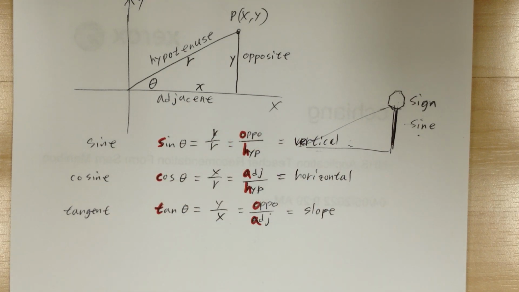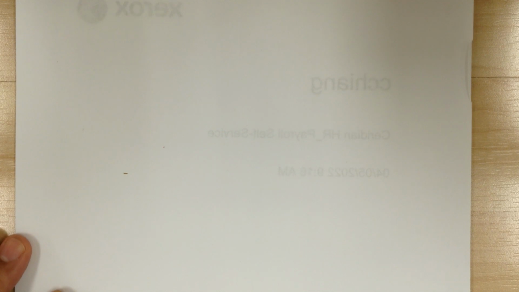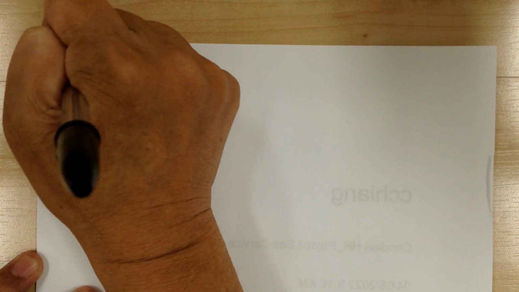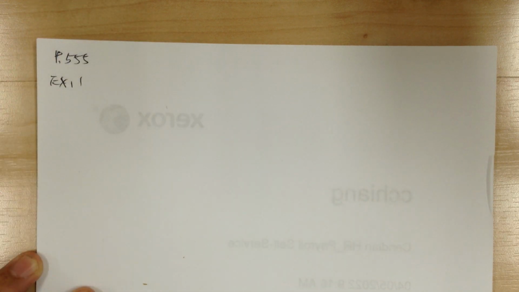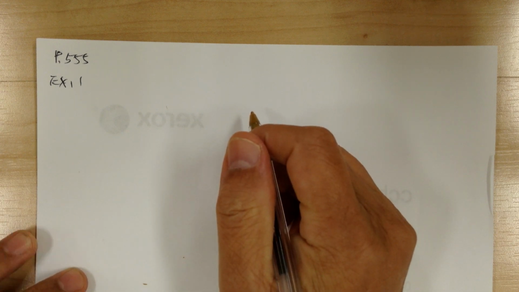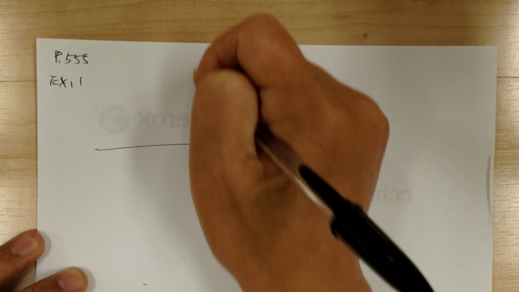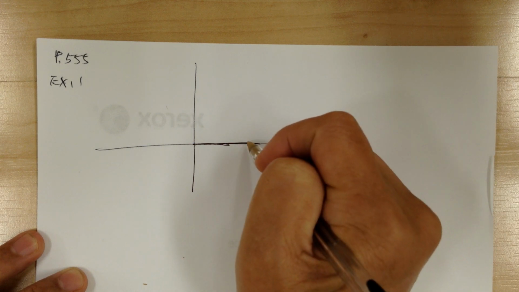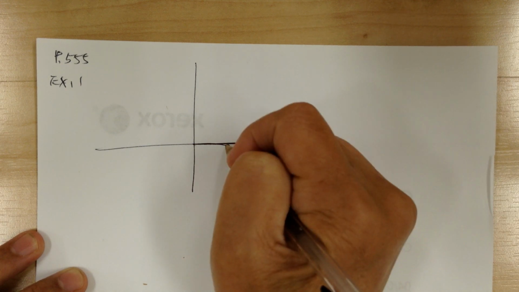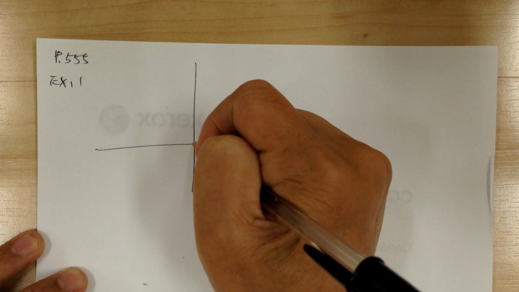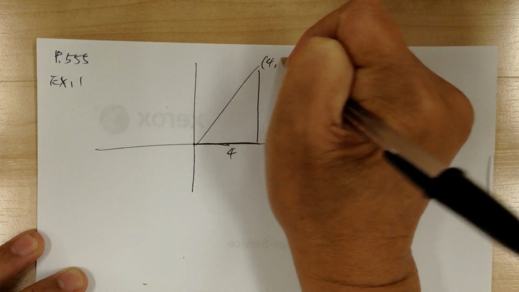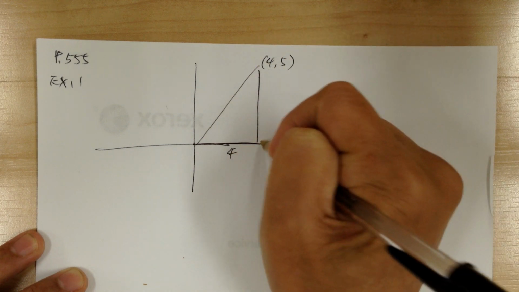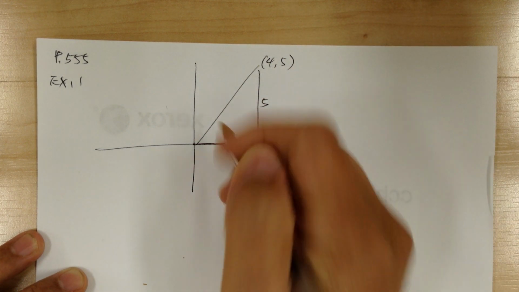Okay, so let's go over example 1. It says an acute angle theta is in standard position. Again, standard position means it starts right over here, and it passes through the point 4,5. So what you do is you just draw the triangle. This point is 4, 5, so that means the x is 4, the y is 5. So this is the picture you have.